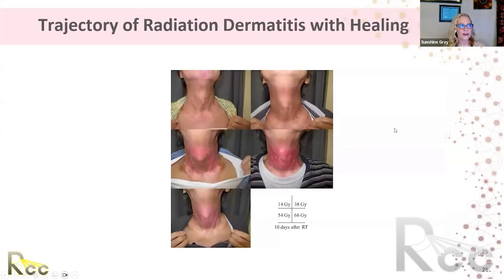And then I just wanted to share, this is a head and neck patient, obviously, but this would be the trajectory of radiation dermatitis with healing. So this is 14 gray. Then we move on to about 38 gray. And then we're moving on to 54 gray. So we're starting to see that grade 2 radiation dermatitis. And then 66 gray, we're here at definitely grade 3 radiation dermatitis. And then this is about 10 days after radiation therapy has stopped. And you can see that healing has already begun. So he's regressed to about a grade 1 radiation dermatitis.